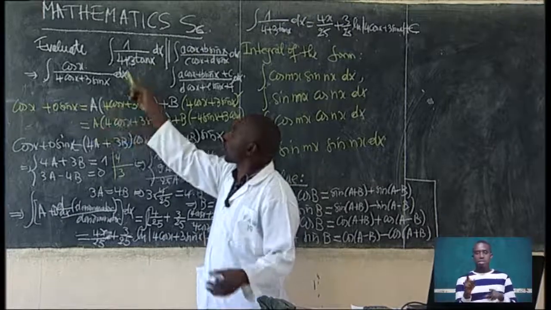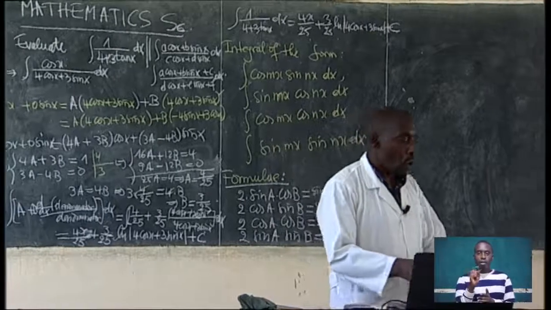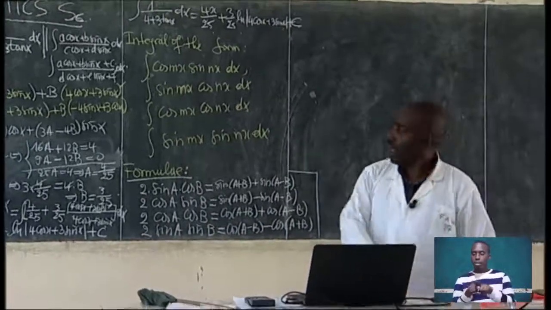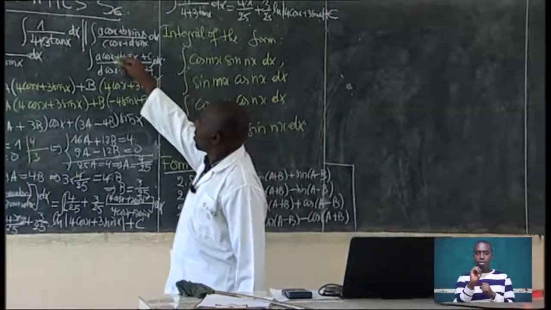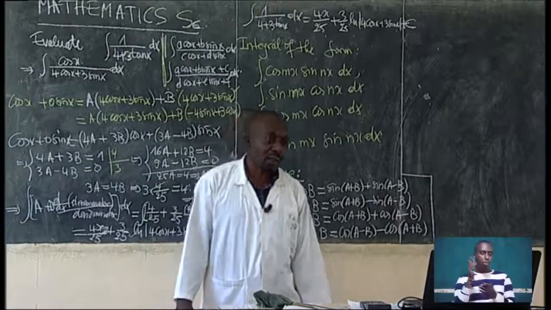So you express the cotangent in terms of sine and cosine, as cotangent is equal to cosine x divided by sine x, and you come back to this kind of integral. I hope it is very clear, right?